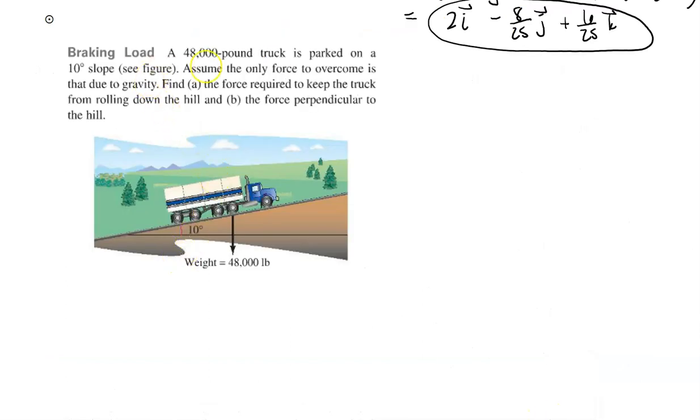An example of an application of this is: a 48,000-pound truck is parked on a 10-degree slope. See the figure here? Assume that the only force to overcome is that due to gravity. First, we want to find the force required to keep the truck from rolling down the hill and the force perpendicular to the hill. And we're going to pretend that it says to round our answer to 2 decimal places. So first of all, there is a projection that's happening here, and we'll talk about what that looks like. But we're going to call this force right here U. So U is going to be the force of the truck's weight.